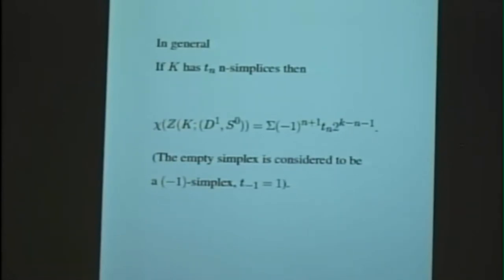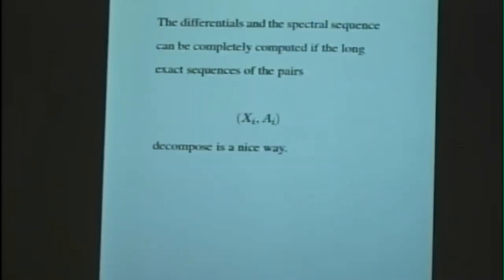Actually, you can prove a very general result if K has T to the n simplices, and the Euler characteristic of the moment-angle complex is given by this formula. And you just have to consider the empty simplex to be a minus 1 simplex. So you get an answer in general for arbitrary situations.